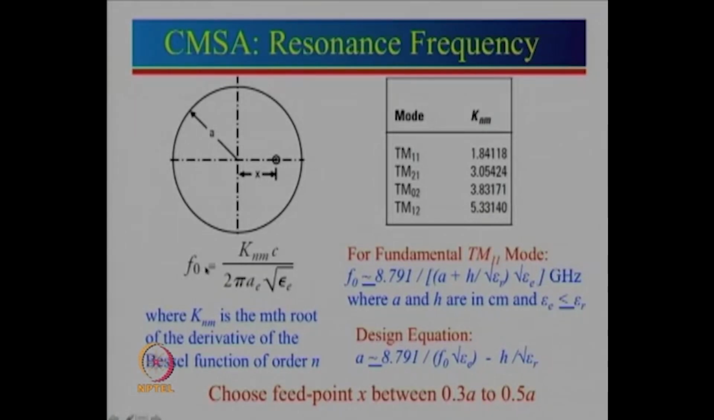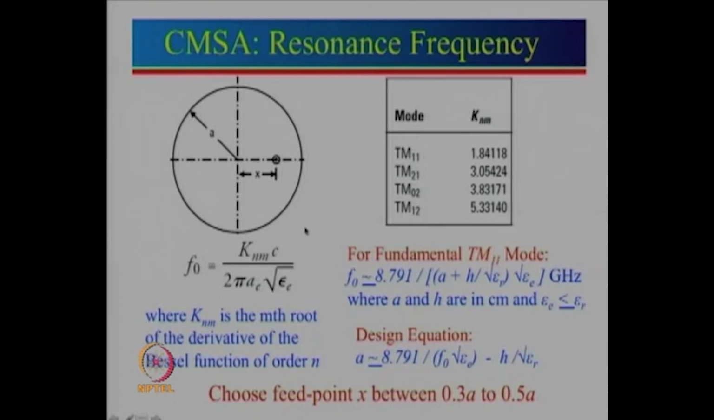Now, the resonance frequency of the circular patch can be obtained by using this formula here. You can see a new term here which is KNM. What is KNM? KNM is the mth root of the derivative of the Bessel function of order n. Now, I just want to mention, earlier when we had taken a rectangular microstrip antenna or square.